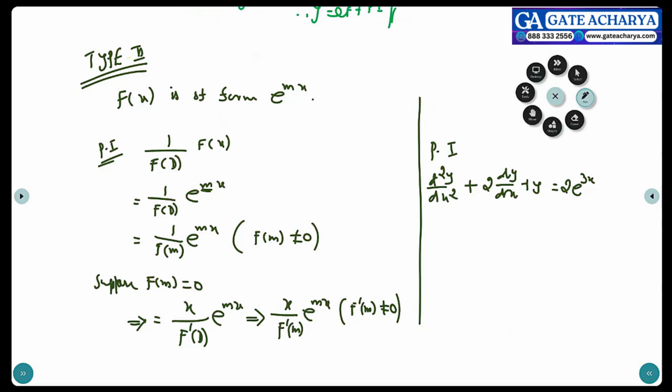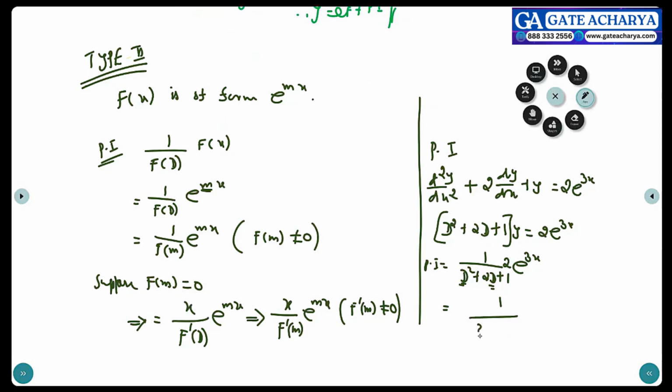Okay, right part. So first we rearrange the D function. It is D square plus 2D plus 1 into y is equal to 2 e power 3x. Then the particular integral is 1 by D square plus 2D plus 1 into 2 times e power 3x. So it is the second type, e power something, exponential form. So replace all D by the coefficient of x from the exponential. Coefficient of x is 3. So replace all D by 3.